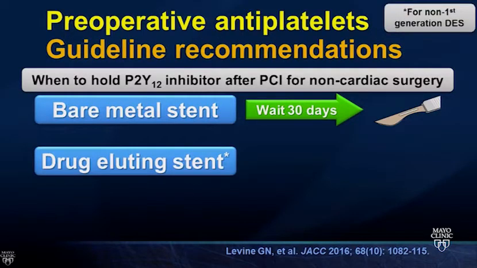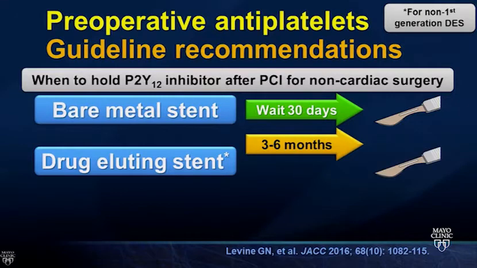If the patient had a drug-eluting stent, and I'm going to qualify this by saying a non-first-generation drug-eluting stent, so a second or third-generation drug-eluting stent, which are the majority of drug-eluting stents placed in the US currently, 3 to 6 months, you can stop the P2Y12 inhibitor as soon as 3 months afterwards and send the patient to the operating room.